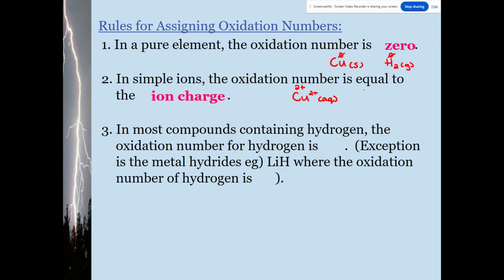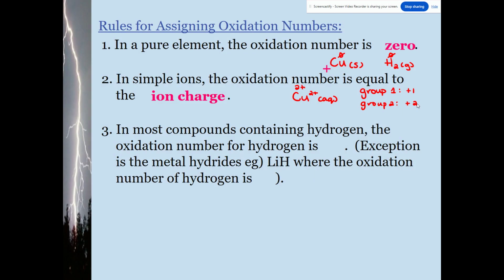We also know, generally, that group 1 ions all have a charge or oxidation number of +1, and group 2 ions all have a charge of +2 or an oxidation number of +2. So sodium, for example, is +1. Calcium is +2. That's basically all we know other than oxygen and hydrogen.